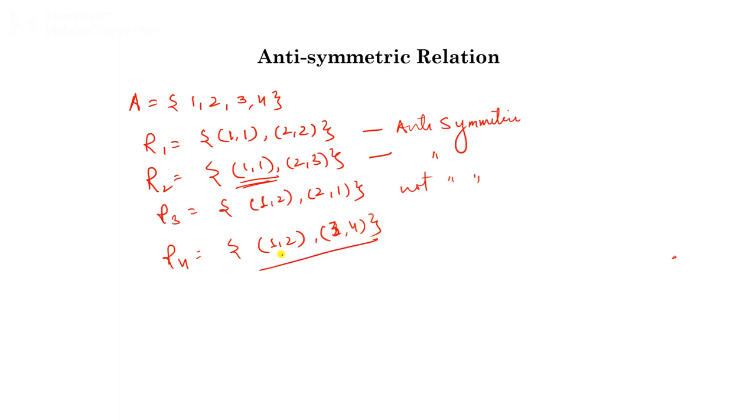Now look at this. Here, if you see, x is related to y, but y is not related to x. x is related to y, but y is not related to x. It means the condition is not satisfied. It means this relation is itself an antisymmetric relation. So in this way you can check whether a given relation is antisymmetric or not.